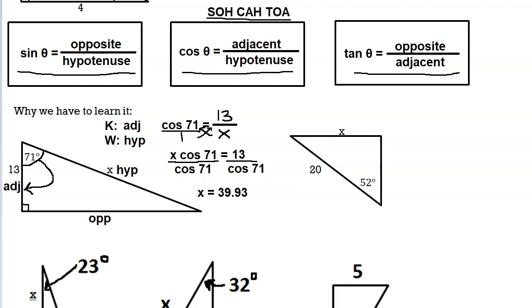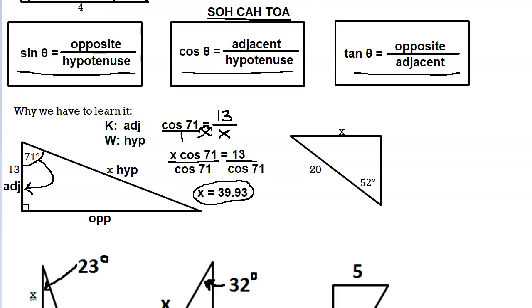Now, if you remember, my guess was 35. So the fact that it came out to 39.93, that's close enough. So we're going to go with it. Okay. All right. We're going to keep going. Like I said, that was a very weird problem.